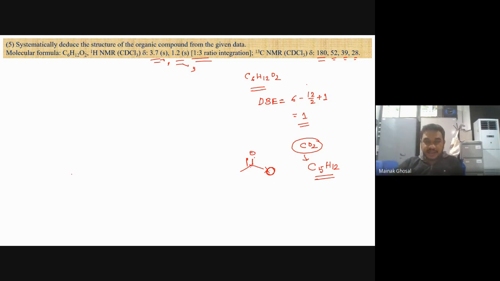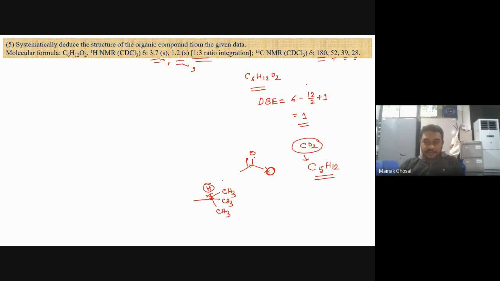So from this structure, 1:3 integration ratio, this kind of group is very much predicted to be present, because this tertiary butyl group is very much possible in the molecule. Since it is attached to a carbon and that carbon is attached to something else, there will be no hydrogen on it.